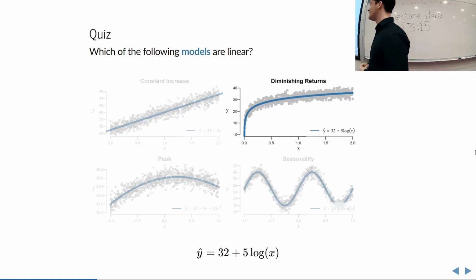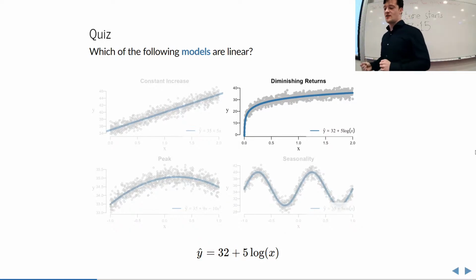Is it readable? It says 32 plus 5 times log x. Yeah? It is linear. And why? Because the slope happens to be 5 log, so you don't get that clean increase, it just increases differently, basically. But yeah, still linear. Exactly. So it's a bit tempting.